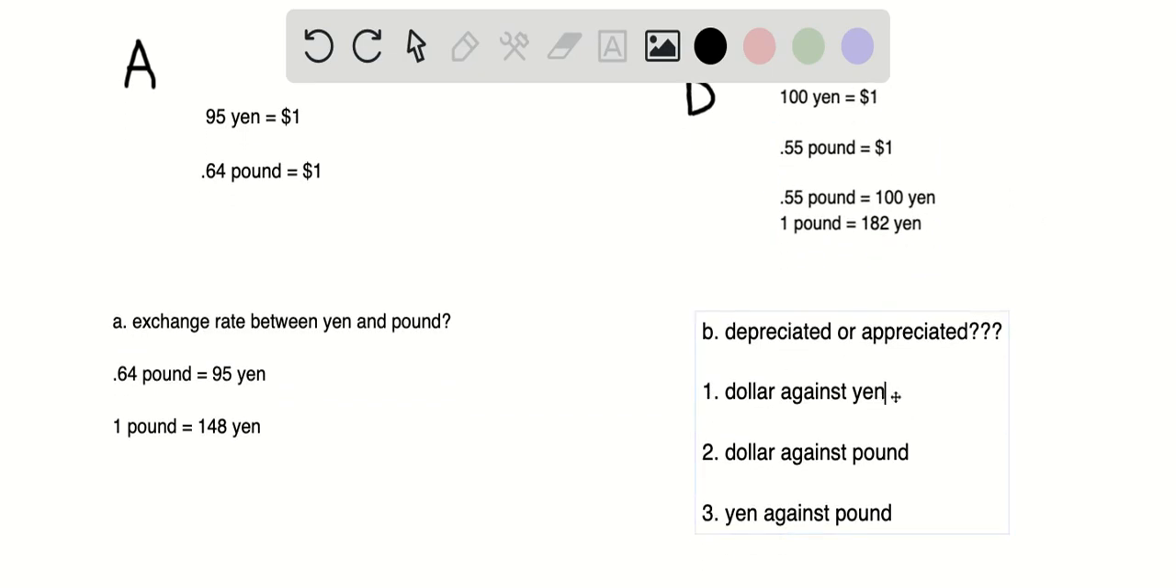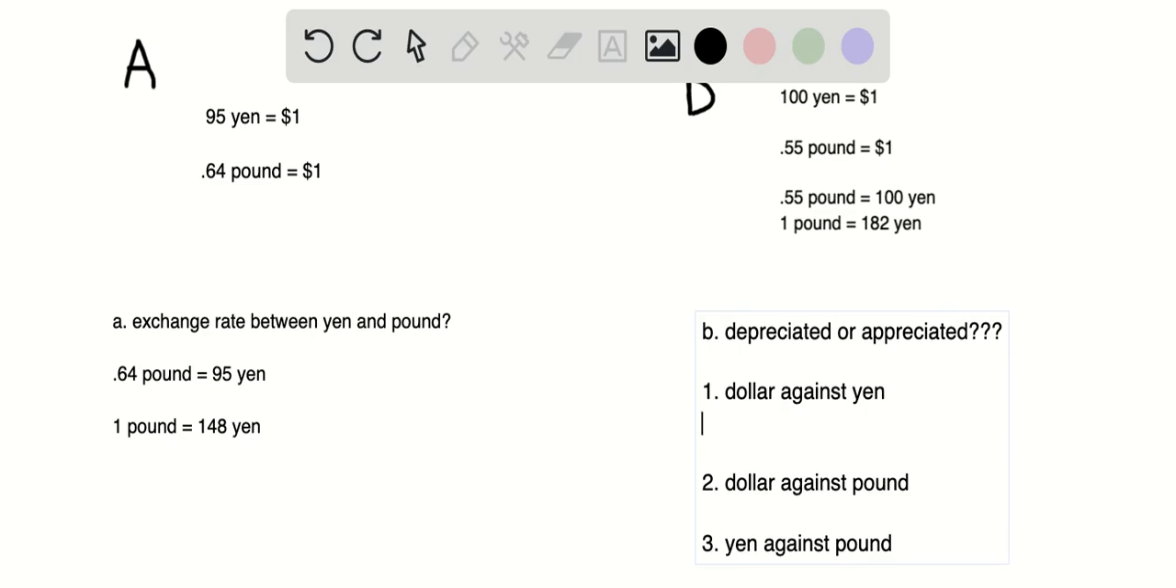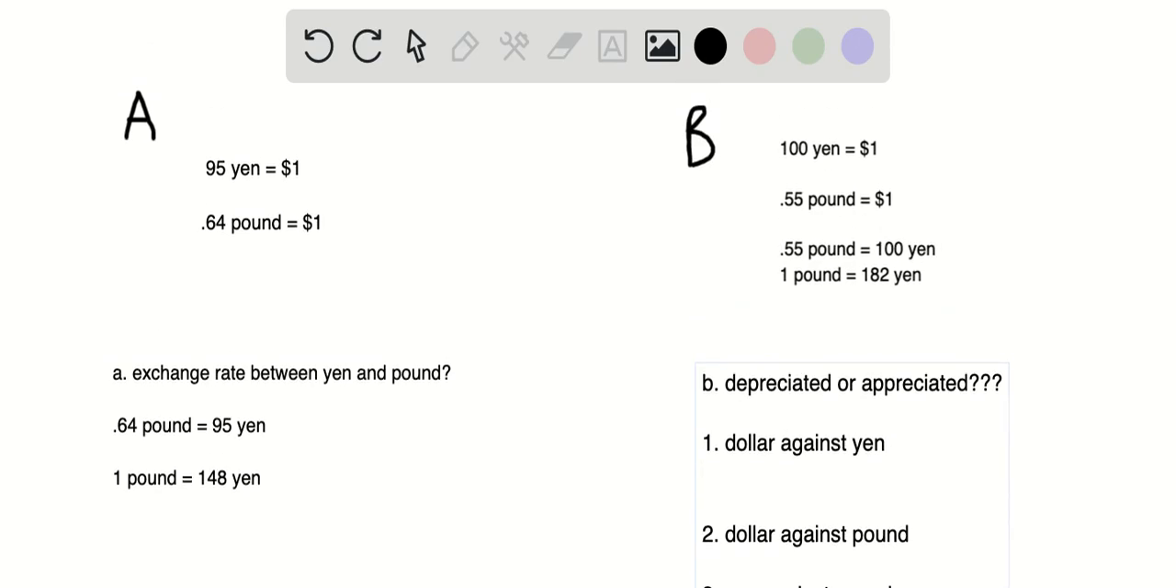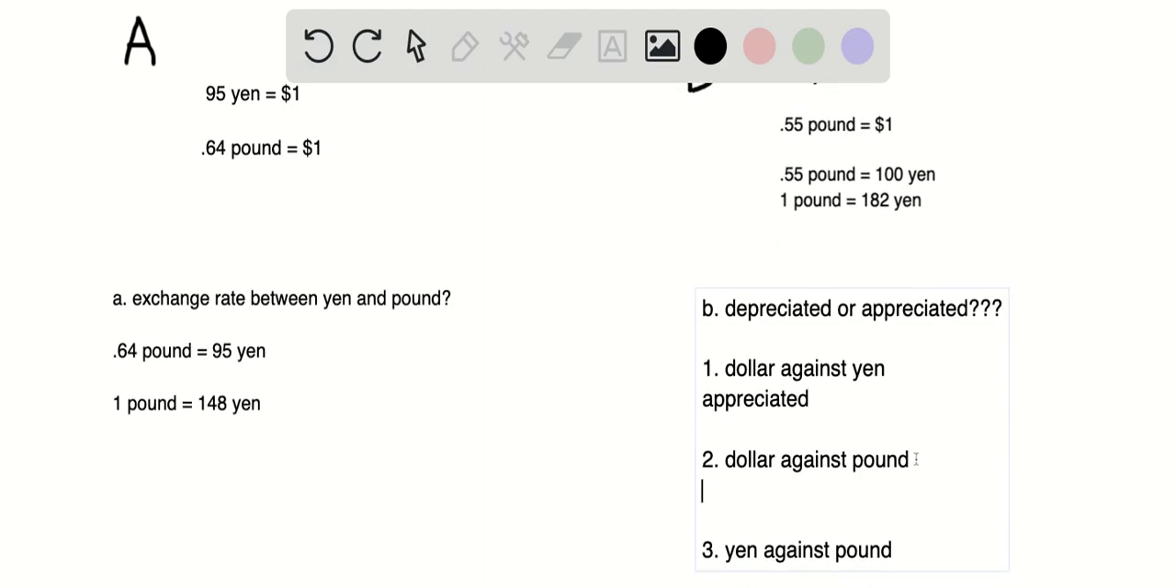All right, so we want to know if the dollar has depreciated or appreciated against the yen. All right, so let's see. So before, the dollar could buy 95 yen, right? And now the dollar can buy 100 yen. So that means that with our same dollar in our currency, we can buy more in yen, right? So that means that the dollar has appreciated, right? It's increased in value.